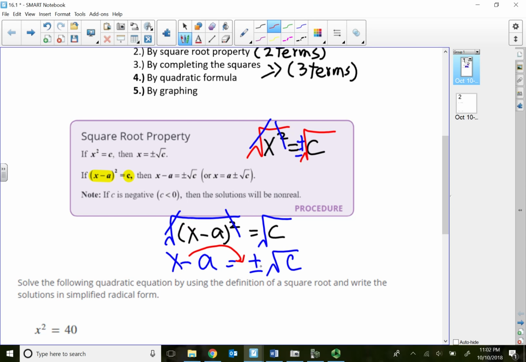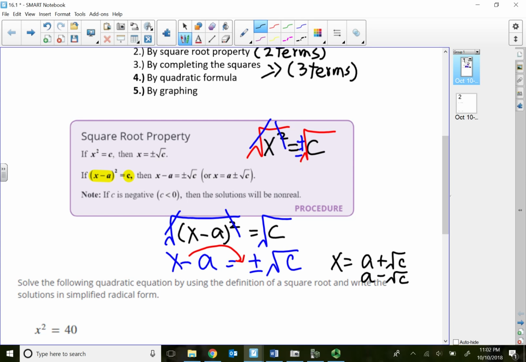So what does a plus and minus mean here? Plus and minus means I actually have two answers. One of them is going to be a plus square root of c. The other answer will be a minus square root of c, because when I take a square root, my answer should be positive and negative. So that means I should have at most two answers.